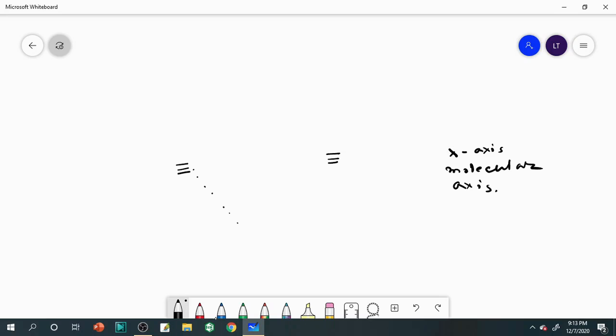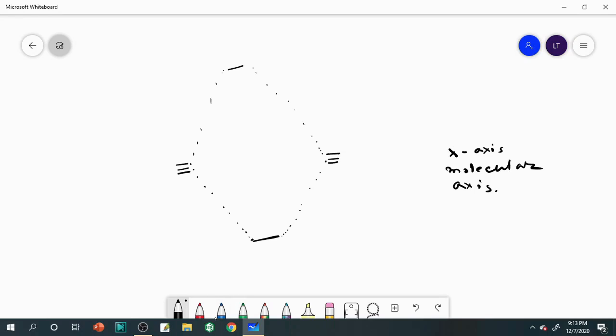Then px will form the sigma bond, and the sigma bond is stronger, and the bonding orbital will have the lowest energy. Since it is the strongest, it will have the lowest energy, and again more energy is needed to rupture this bond or to break the bonds, and hence the anti-bonding sigma orbital will also have the highest energy, since high energy is needed to break the sigma bond.